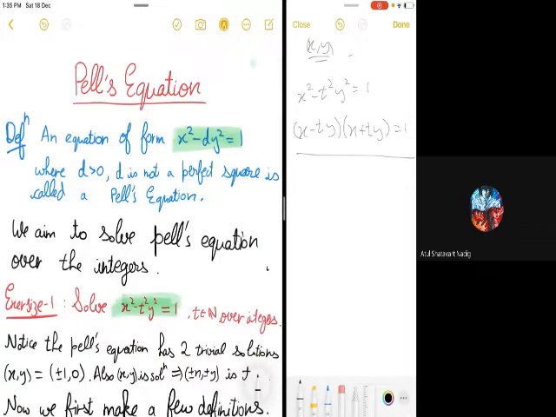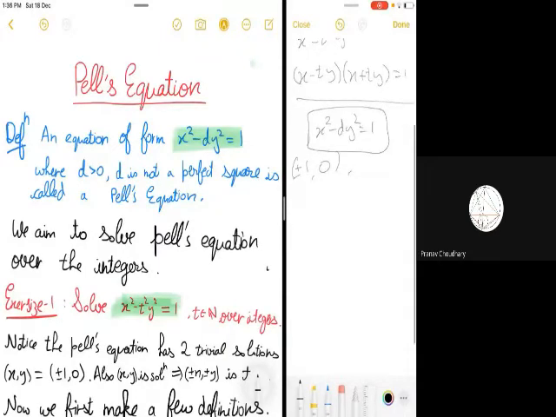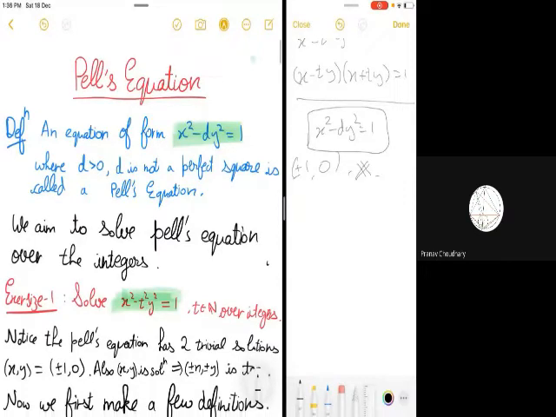So can anybody tell me an obvious solution for this? Plus minus 1, with y was 0. So these are the trivial solutions. So let's just ignore this for now, and we'll look for other solutions.